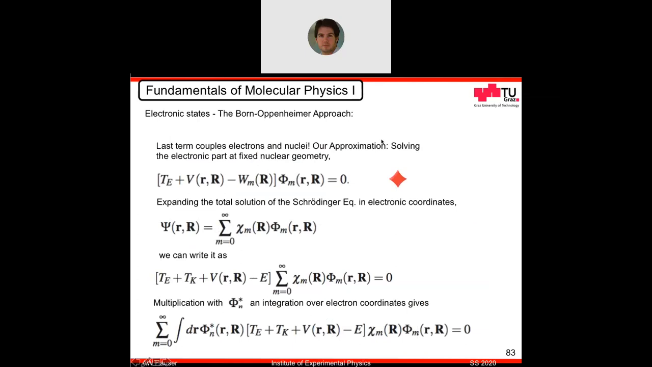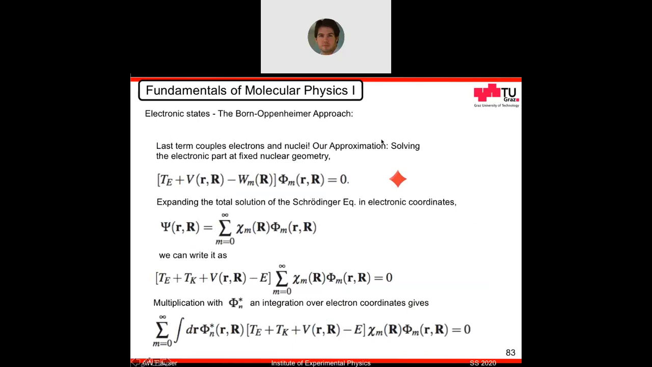Okay, so here you can see the beginning of the Born-Oppenheimer approach. The first equation with this red symbol is a Schrödinger equation, but it is a Schrödinger equation only for the electronic part. So what we are doing here in the first step is we take a simplification. We look at the Schrödinger equation for the whole system, but at a fixed position of the nuclei.